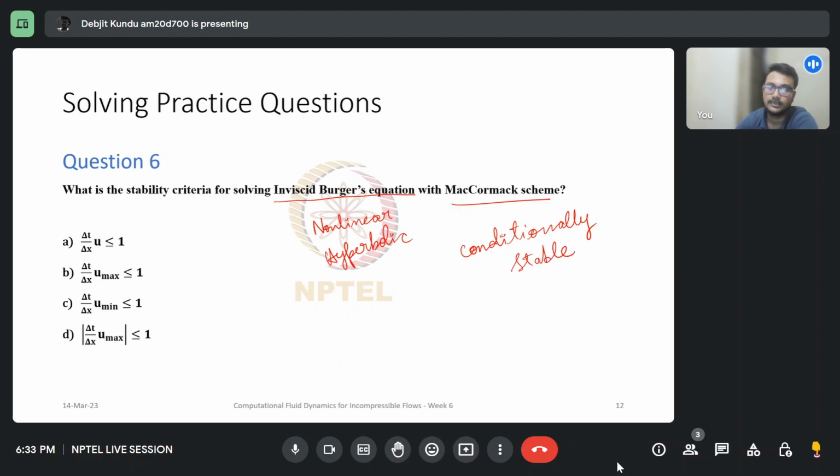Is it option A, delta t by delta x into u less than or equal to 1? Is it option B, delta t by delta x u max less than or equal to 1? Is it option C, delta t by delta x into u min, or u minimum, less than or equal to 1? Or is it option D, mod of delta t by delta x into u max should be less than or equal to 1?